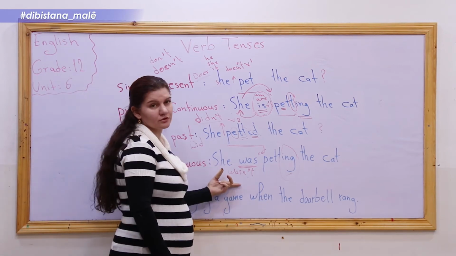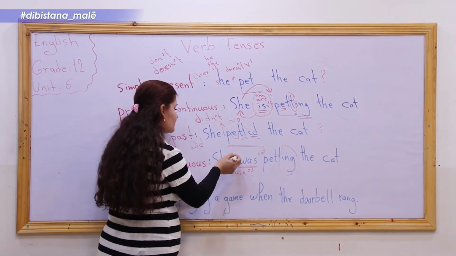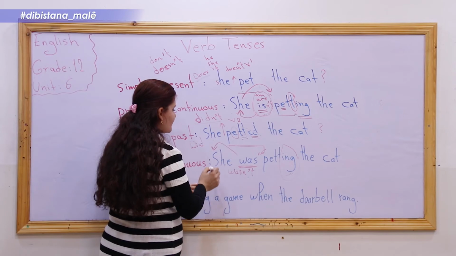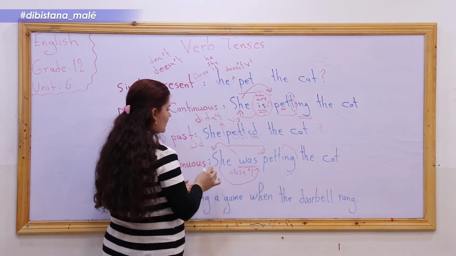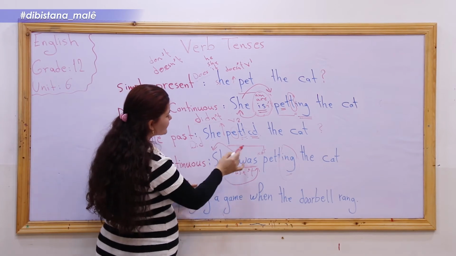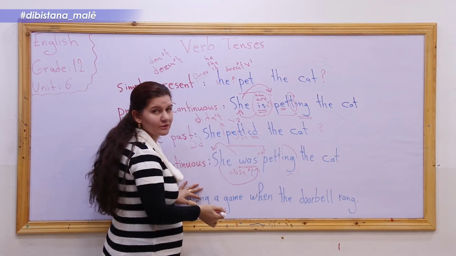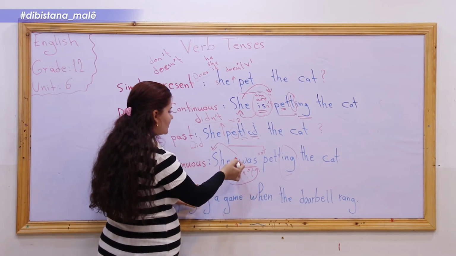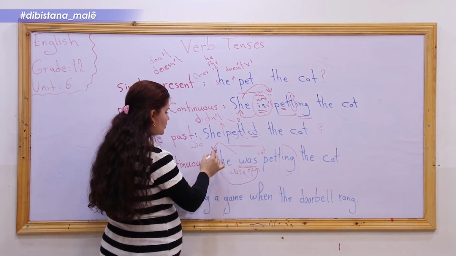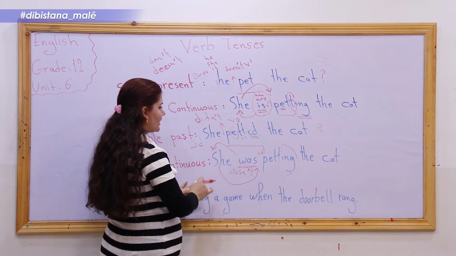What about the question? Question again, we put was at the first of the sentence and we have subject after it. It would be, was she painting the cat? Was she painting the cat? But I will write was with a capital W, and she, we put S with a small letter.